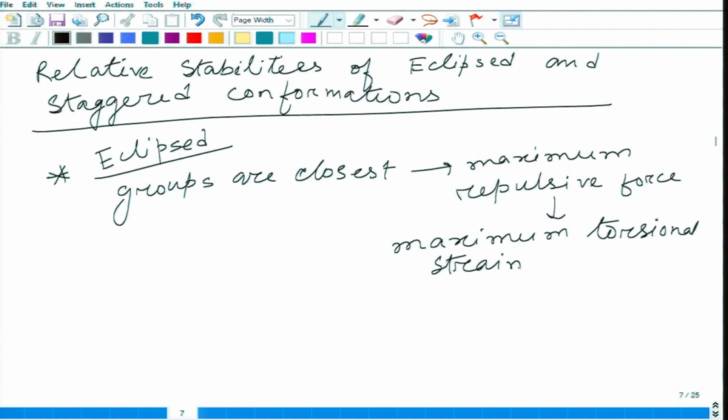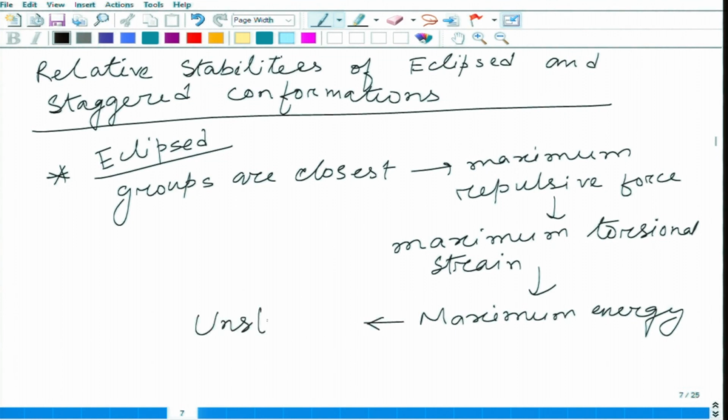We know that any kind of strain reduces the stability of a system. So, maximum strain means maximum energy, and we know that stable systems have lowest possible energy. So, this makes the system unstable, or we can say less stable.